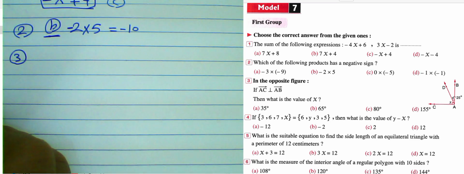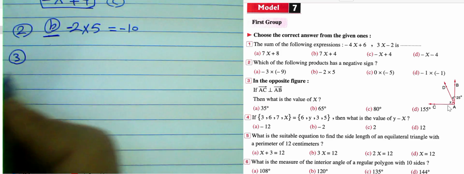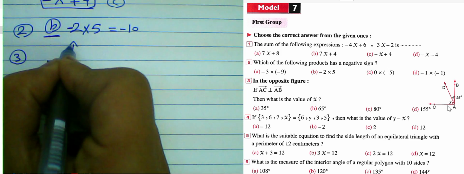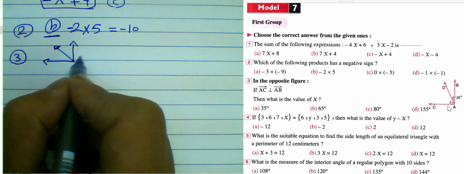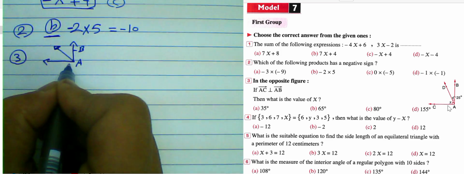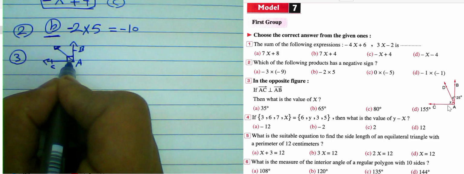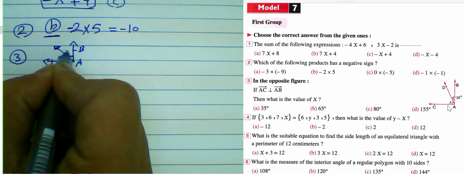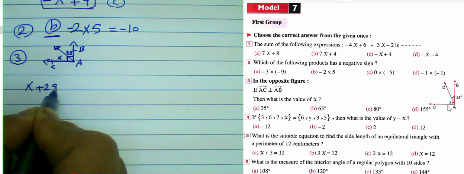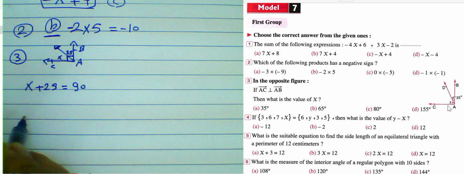Question number 3. In the opposite figure, if AC is perpendicular to AB, then what is the value of x? We have here x and 25, and the sum of them equals 90 degrees. We have complementary angles because BA is perpendicular to AC. Since they are perpendicular, the sum of the two angles here will be 90. We have x and 25, so x plus 25 will be 90 degrees.